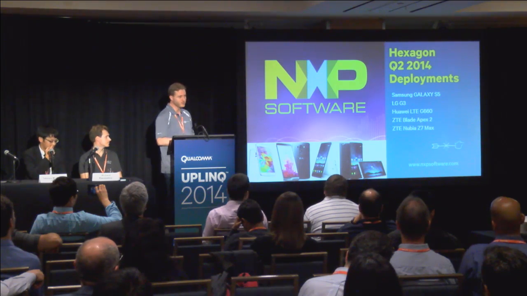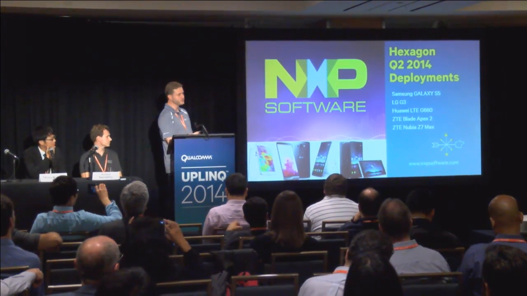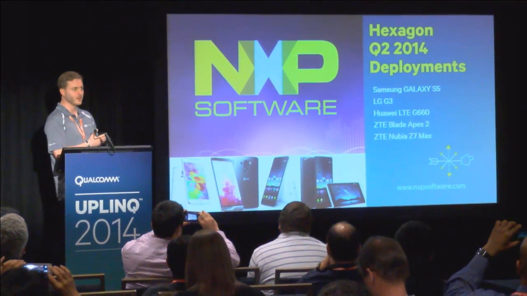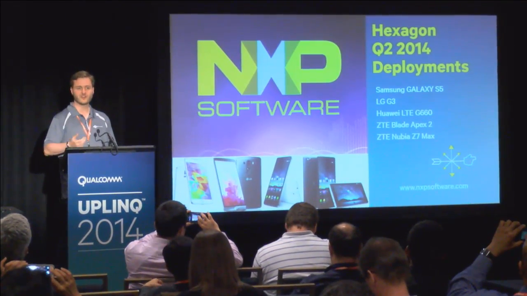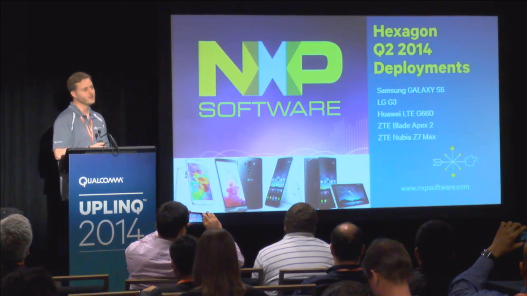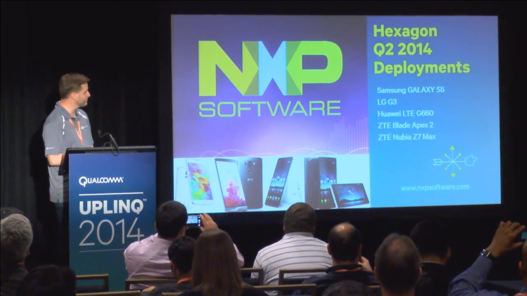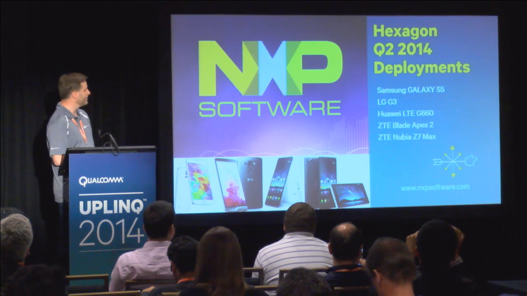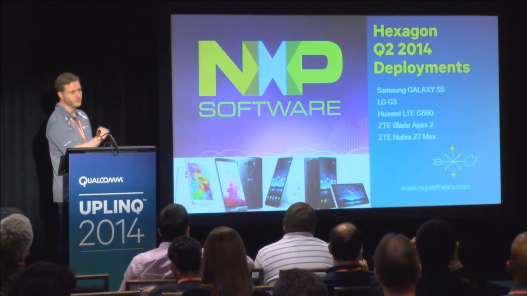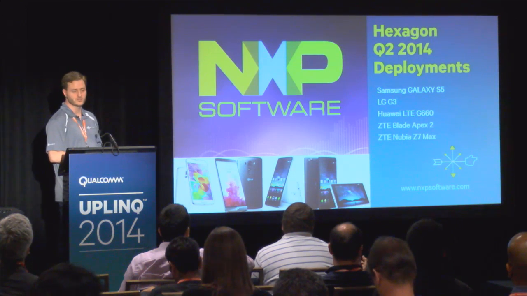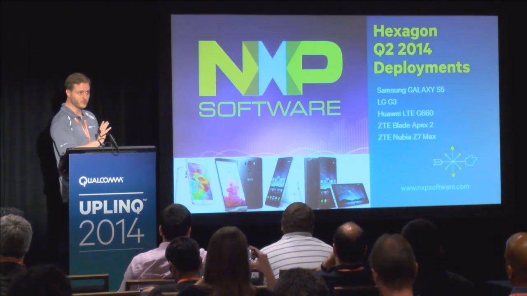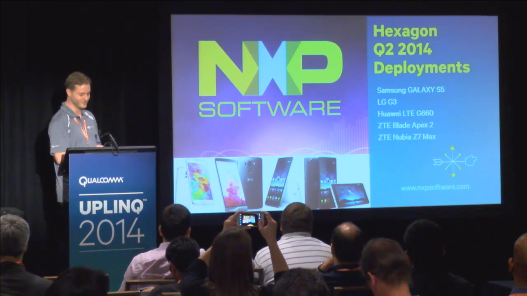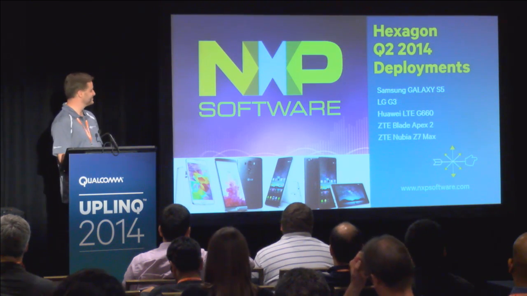So that's some of our deployments of the last quarter. I just wanted to give you a feel of where it's deployed and which OEMs, because at the end, I think for you developers, it matters to know which devices are using this Hexagon program. So here you have the Galaxy S5, the LG G3, Huawei LTE, the latest ZTE Blade, and the Nubia I just mentioned, the Z7 Max, which, if I am correct, is the one that the First Lady of China decided to use as her own phone, switching from iPhone to that phone. So in China, it's a big deal.